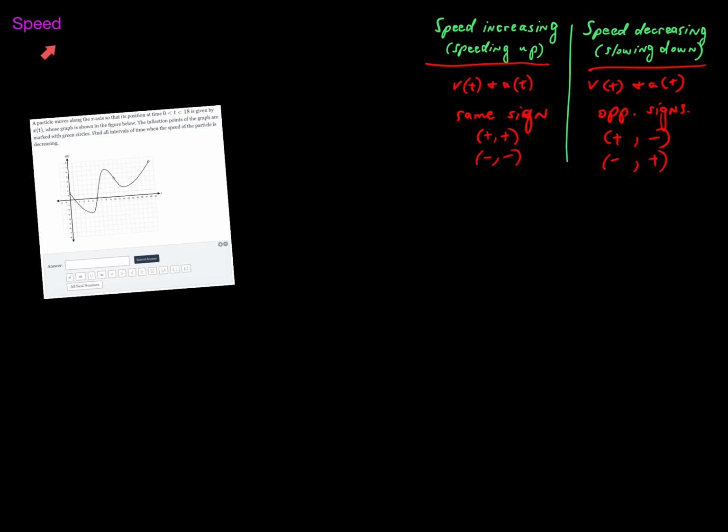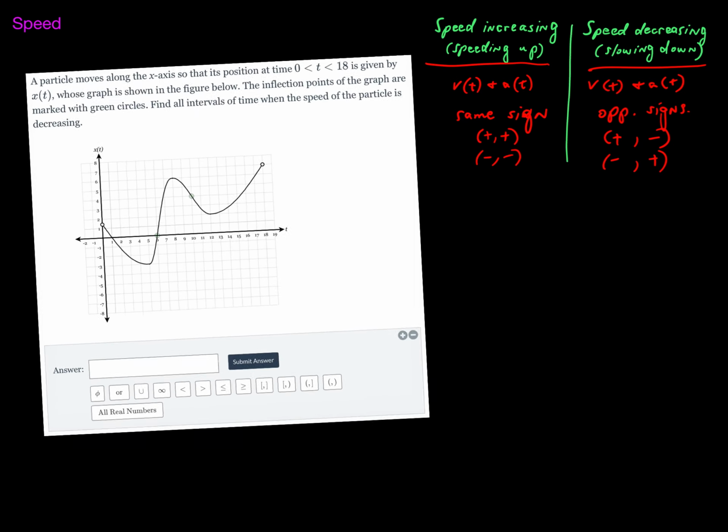Time to discuss speed and speed increasing and decreasing. We mentioned this in day 1. Speeding up is when these two functions have the same sign, and when velocity and acceleration have different signs, it is slowing down. Let's take a look at this problem.